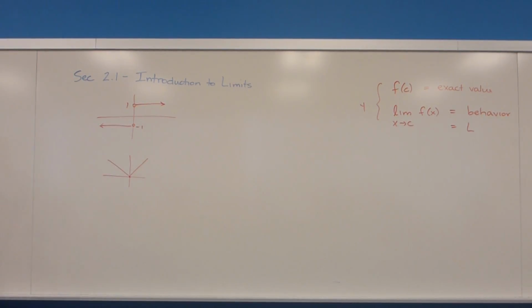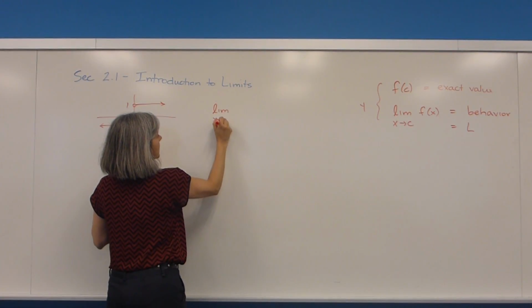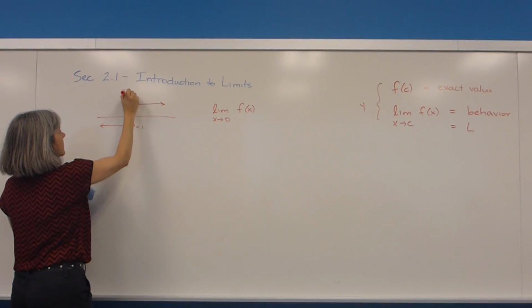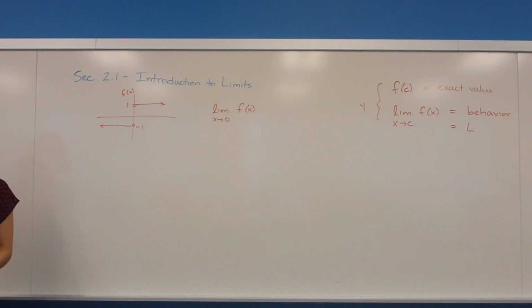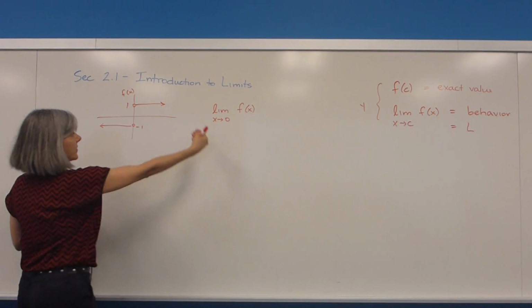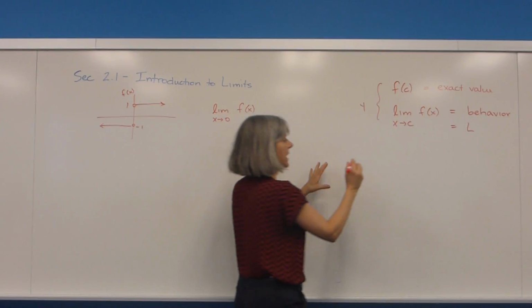Okay, so here's a question. What is the limit as x approaches 0 of this function? Can I give an answer to that? Depends which way you're going, right? If I'm coming from this way, I'm doing one thing. If I'm coming from this way, I'm doing a different thing. So that's where we need to define sided limits.